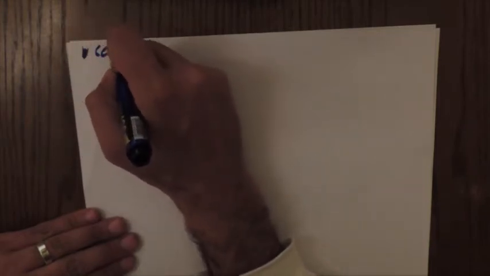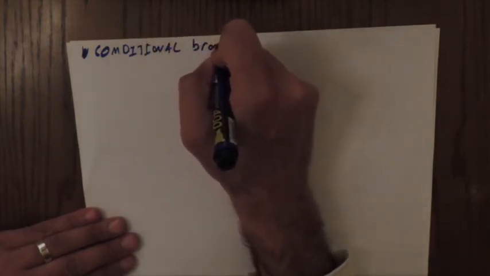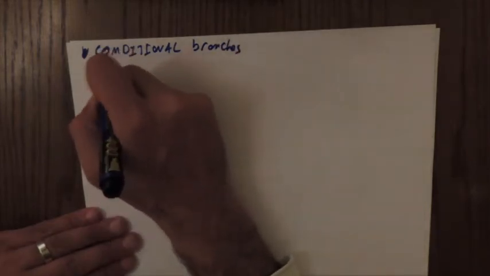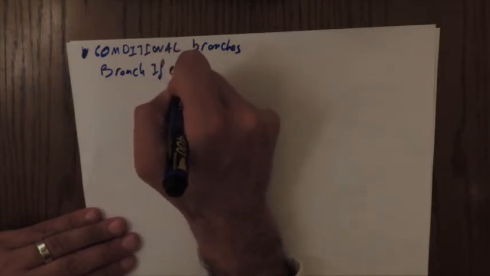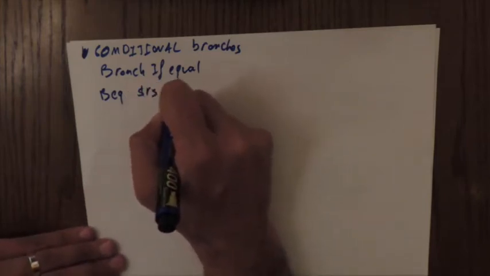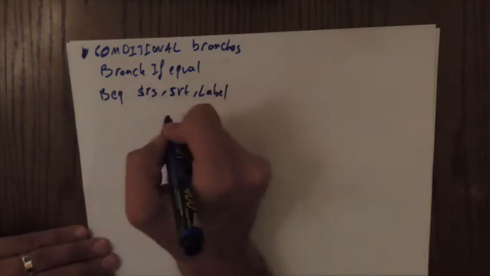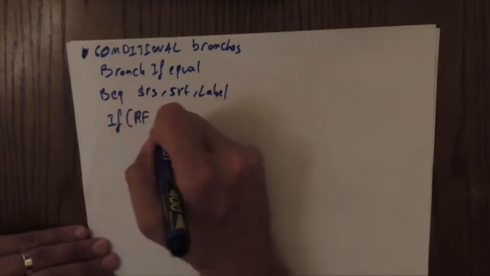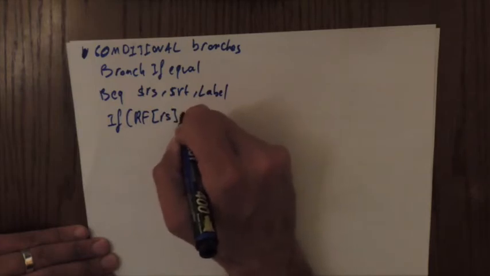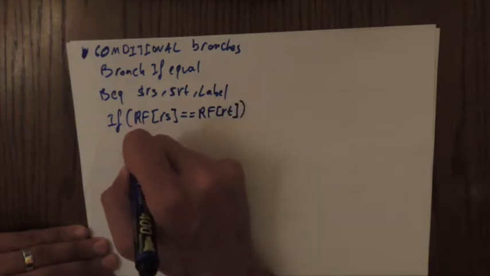We're going to start our discussion with the conditional branches and discuss how they work. The first instruction is called branch if equal. It's called BEQ. It takes $rs, $rt, and a location that it will go to. If the content inside the register file of rs is equal to the register file of rt, we go to the label.